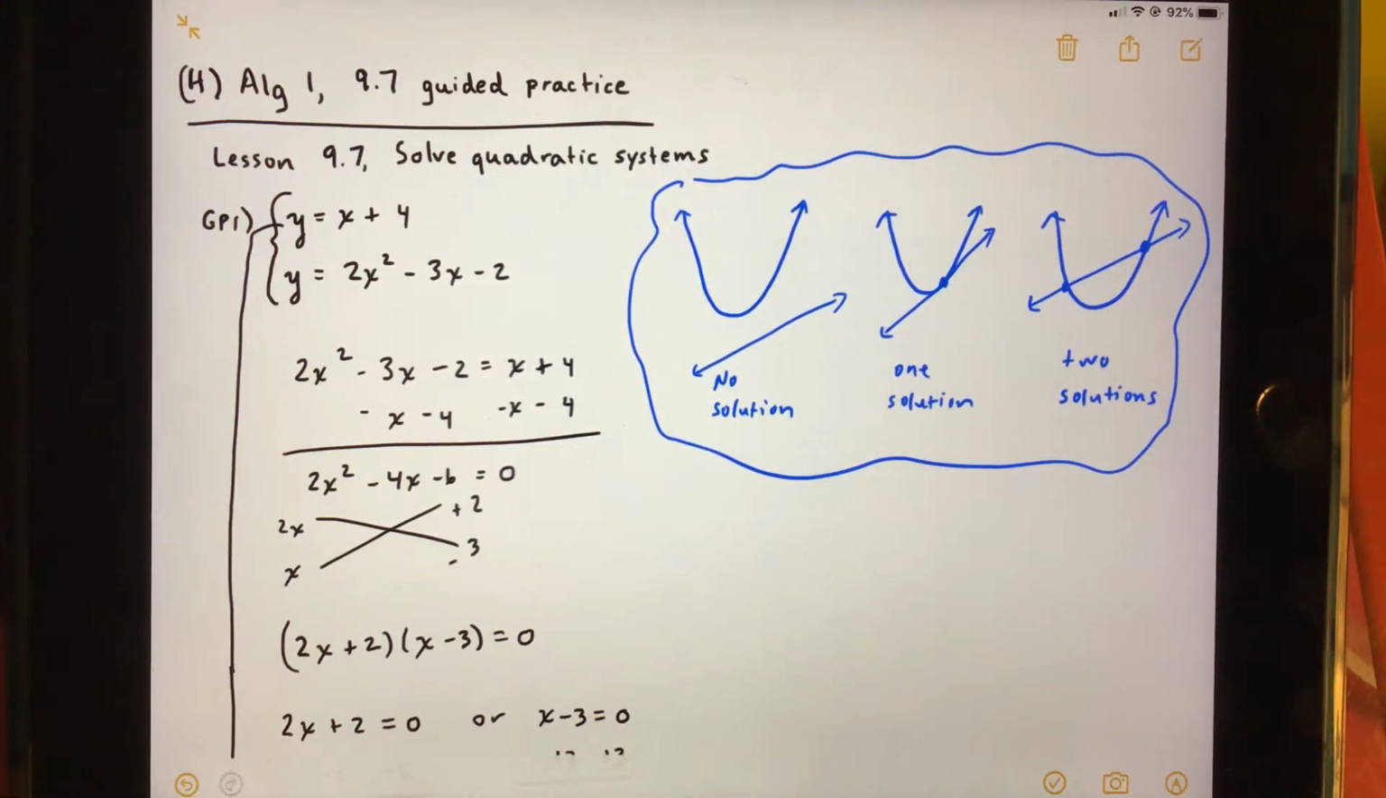Hello, algebra classes. We're going to be working on a lesson where we're not going to be just working with one quadratic equation, but a system of quadratic equations. So let's take a look at Guided Practice 1 and see what we are up to here.